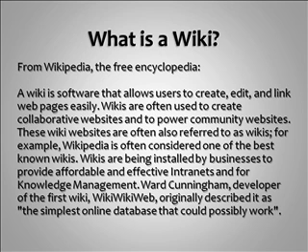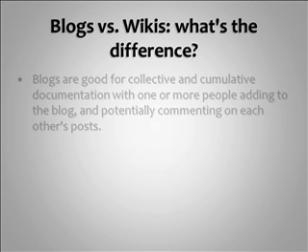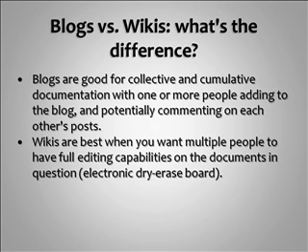So there's a fundamental difference, obviously, between the two. What is that difference, and how does that affect their use in our class? So let's see if we can figure that out here. Blogs are good for collective and cumulative documentation, with one or more people adding to the blog and potentially commenting on each other's posts. Wikis, on the other hand, are best when you want multiple people to have full editing capabilities on the documents in question.